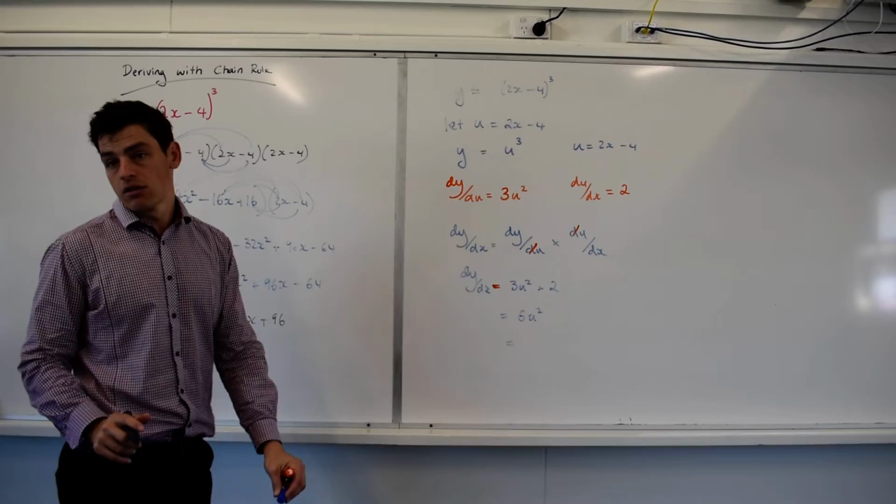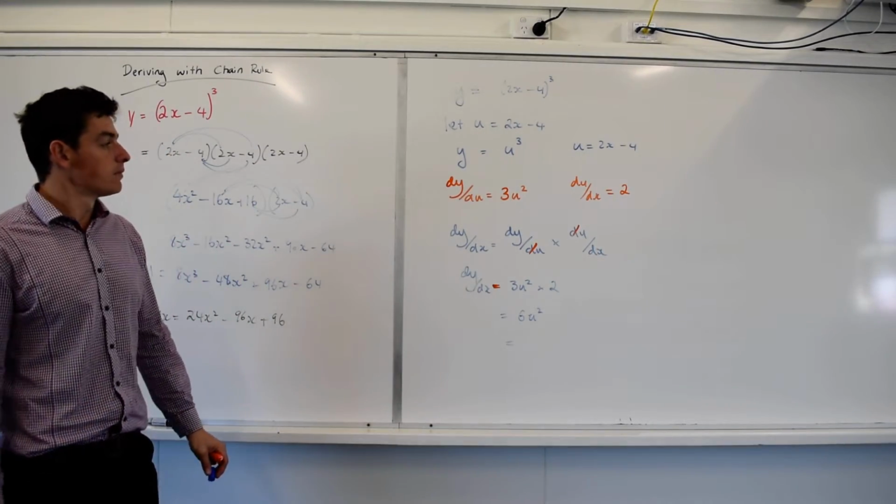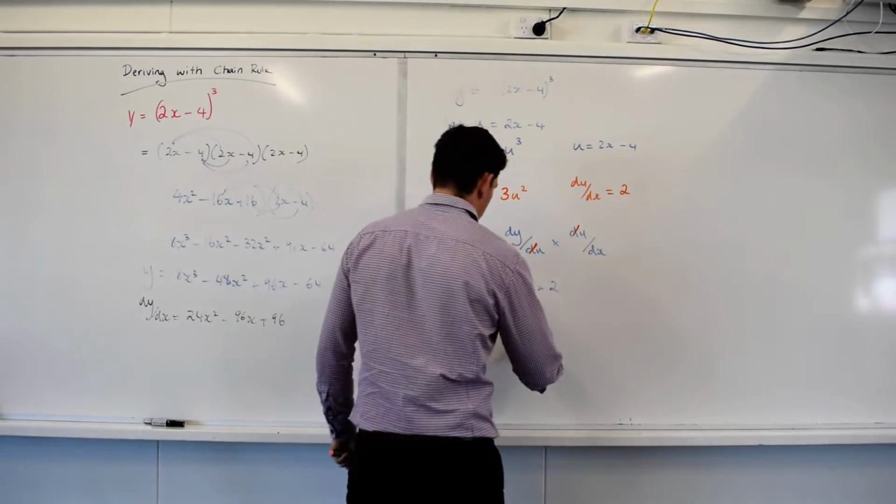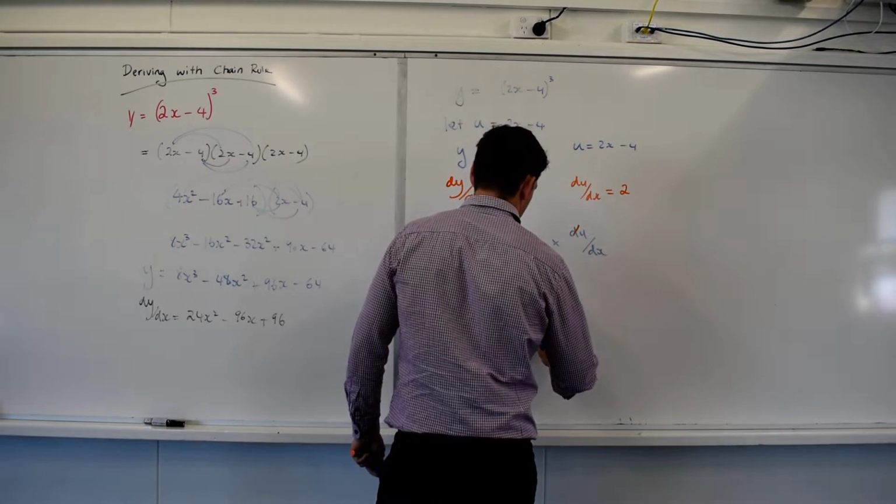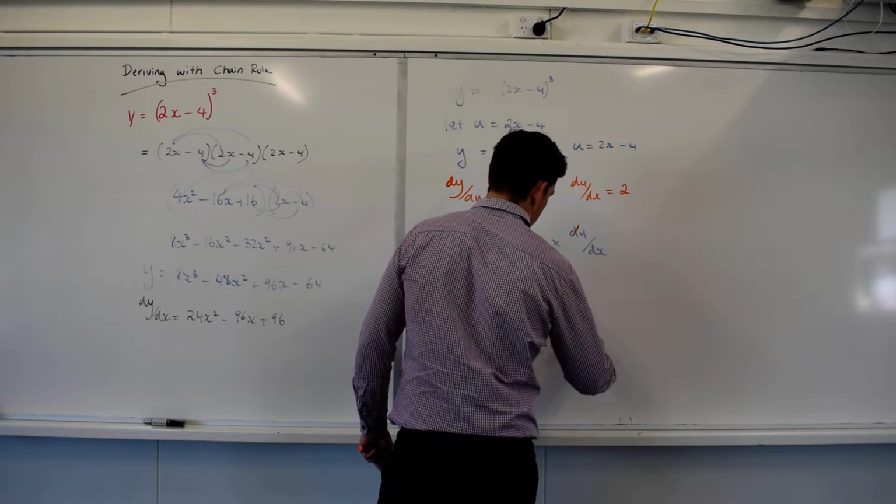Leave it like a u? Substitute my original back in. Remember to keep the bracket, so I've got 6 times (2x minus 4) squared.